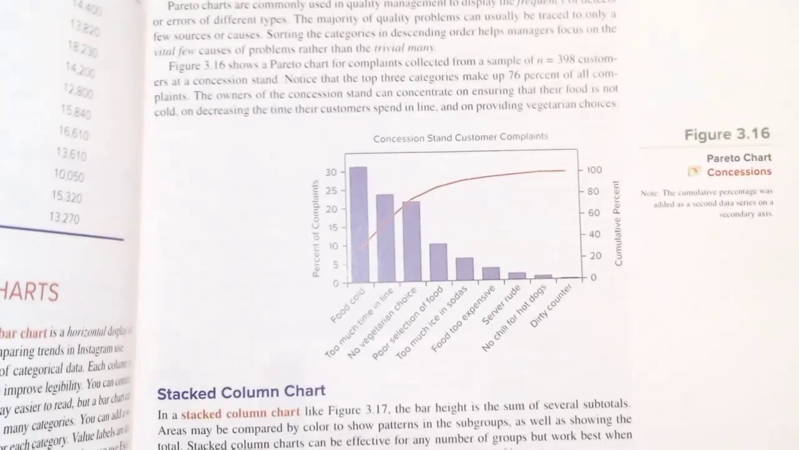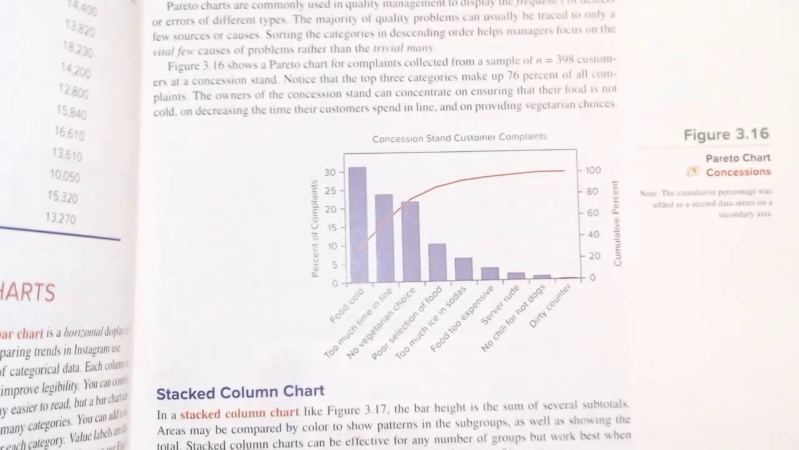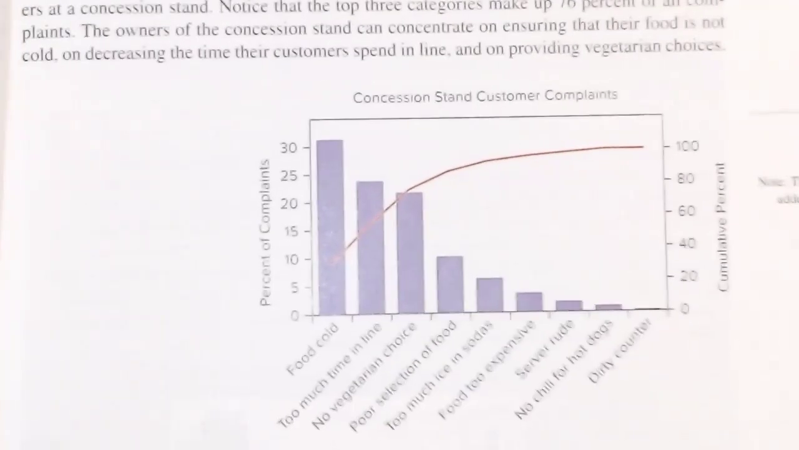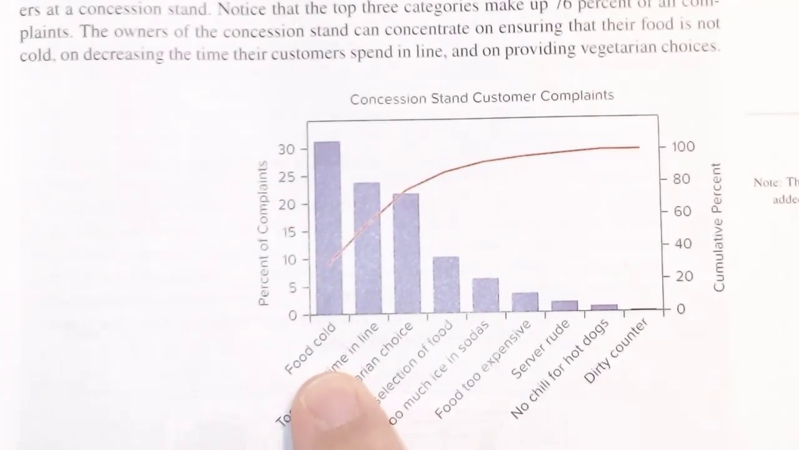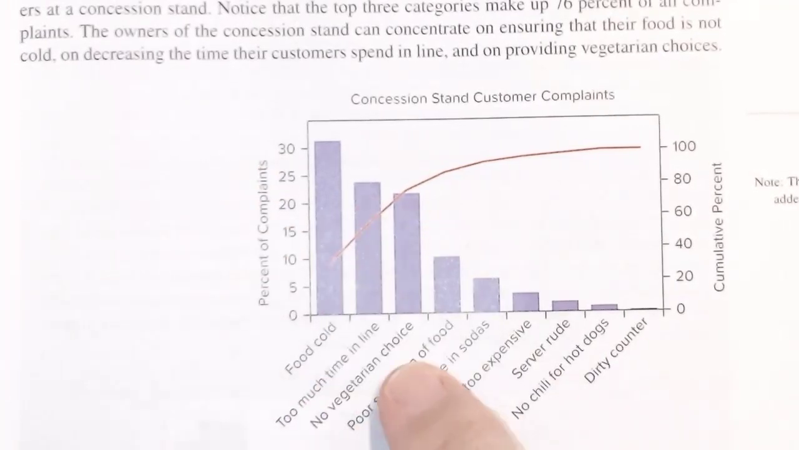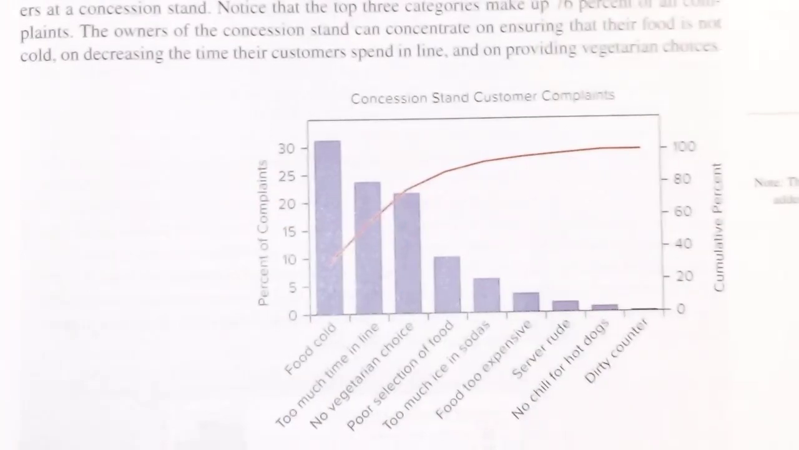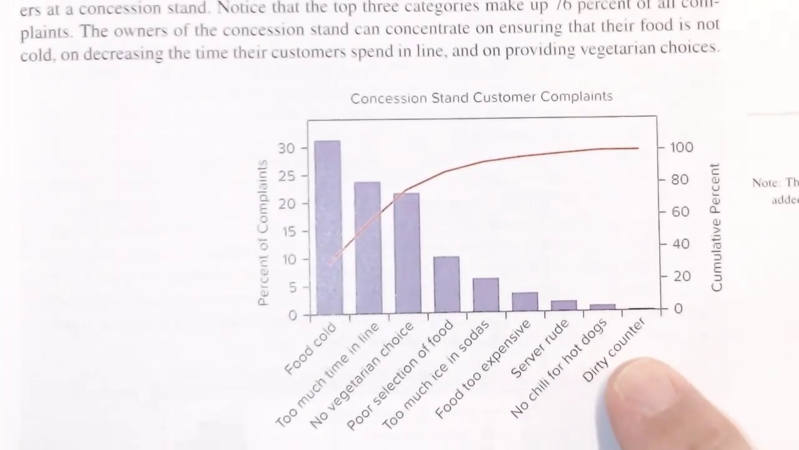Here are some complaints about the concession stands at a stadium. And you'll notice they've listed all the complaints down here on the bottom. And I've got a bar chart. But instead of me putting those in any particular order, the order I put them in was largest bar to smallest bar. So over here, that's the one that had the highest number of complaints. Oh, the food was cold. I spent too much time in line. There wasn't a vegetarian option. All the way down here to there was no chili for my hot dogs and the counter was dirty.